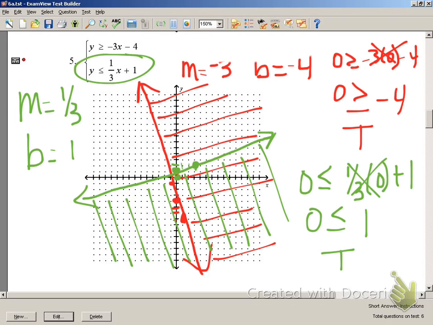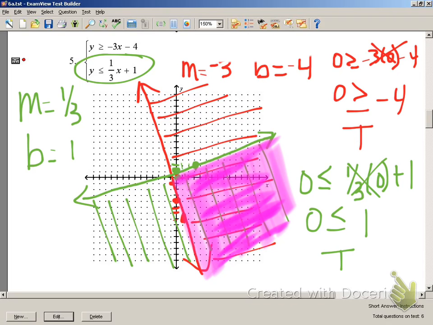Now, by me just drawing lines, notice the crosshatch. Where the lines cross each other will be my feasible region, and so it'll be all of this down here. That is my actual solution. I thought it would go up if it was true.